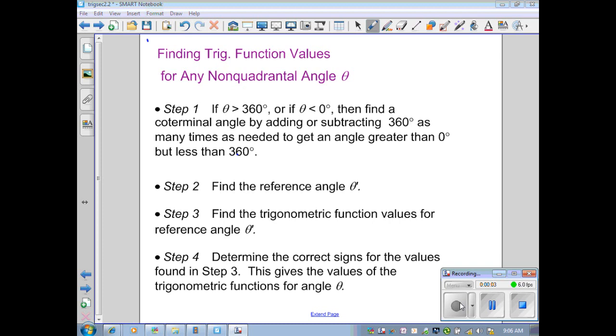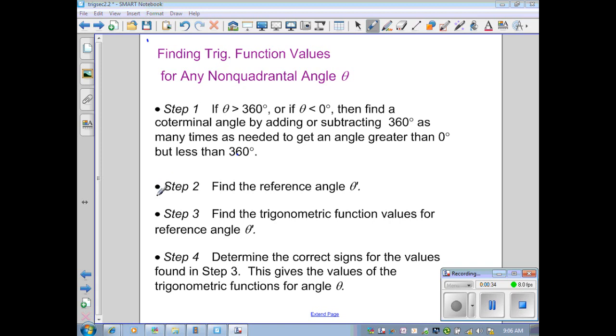Our previous example showed us how to find the 6 trig functions if our angle is between 0 and 360. Now, this is a procedure to show us how to find trig function values of any non-quadrant angle, theta. Step 1: our angle is greater than 360 or less than 0. Then we find a coterminal angle by adding or subtracting 360 as many times as needed to get an angle greater than 0 but less than 360.